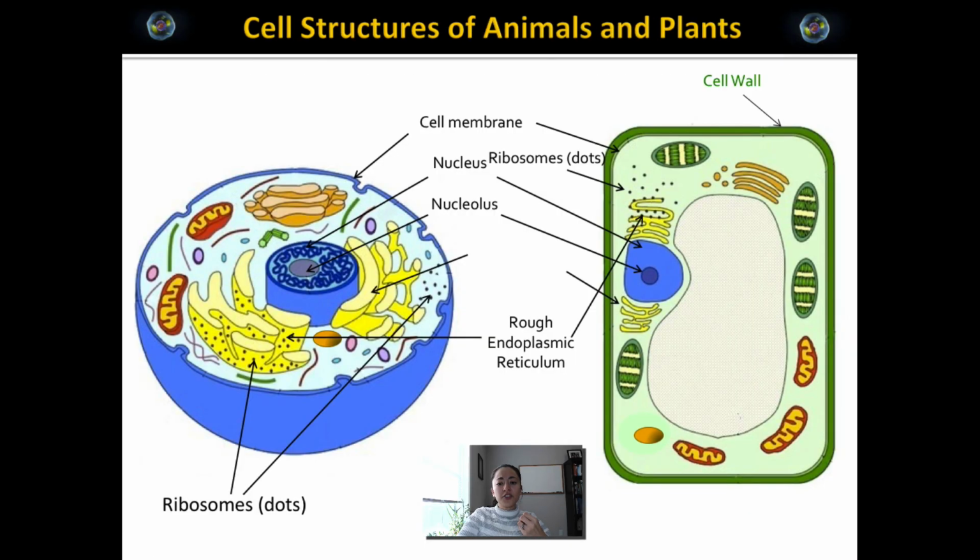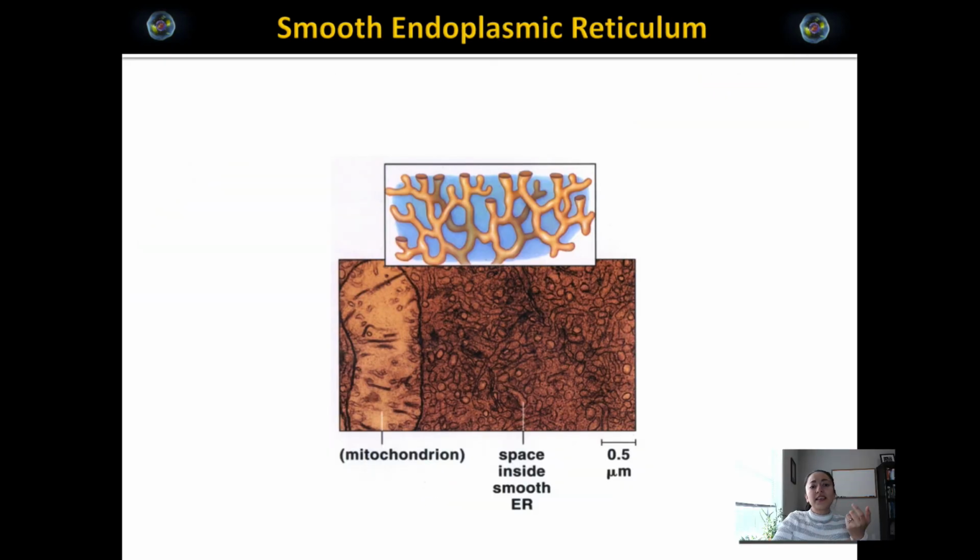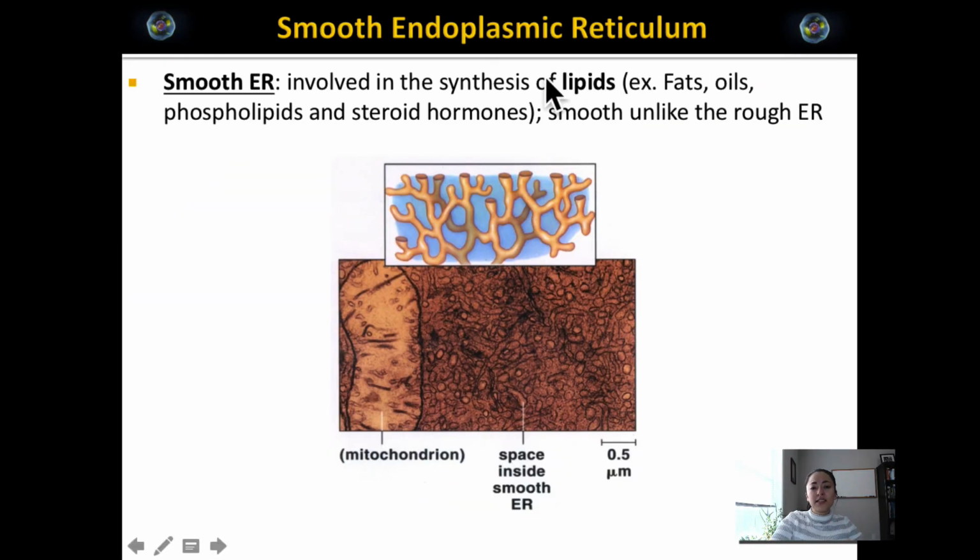This other structure here that looks a lot smoother is called the smooth endoplasmic reticulum, or the smooth ER. The smooth ER makes lipids. So this is where the lipids are synthesized in the cell. Remember that some lipids include things like fats, oils, phospholipids, steroid hormones. So all of these are made within the smooth ER. And the way that you can recognize this structure is that it's smooth, unlike the rough ER.